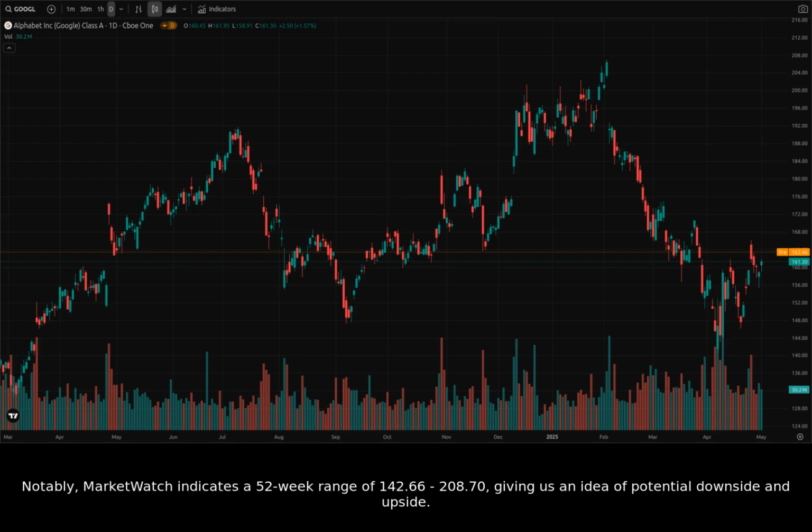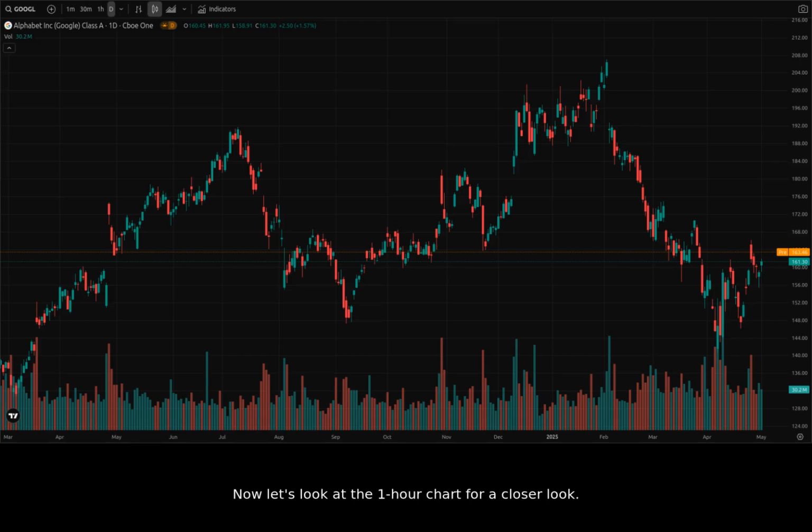Notably, MarketWatch indicates a 52-week range of 142.66 to 208.70, giving us an idea of potential downside and upside. Now, let's look at the 1-hour chart for a closer look.